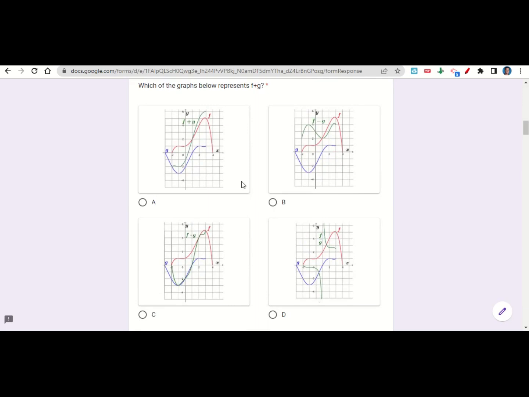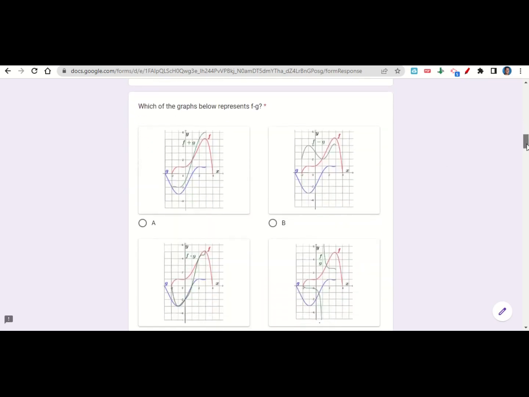Well, let's pick some point on f and g right here. So f is the red one, g is the blue one. If we take this, we can see that f is 1, g is negative 2. So when we add those together, we get negative 1, which is this one. So this one passes through negative 1. And it's the only one that passes through -1, so it's got to be this one.